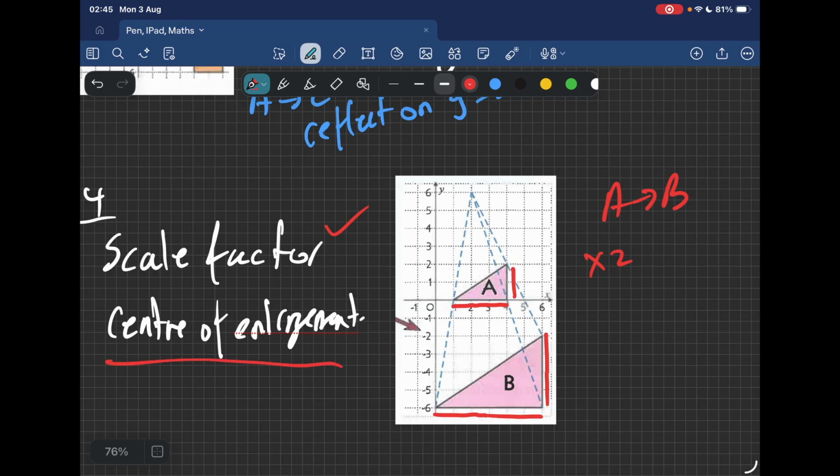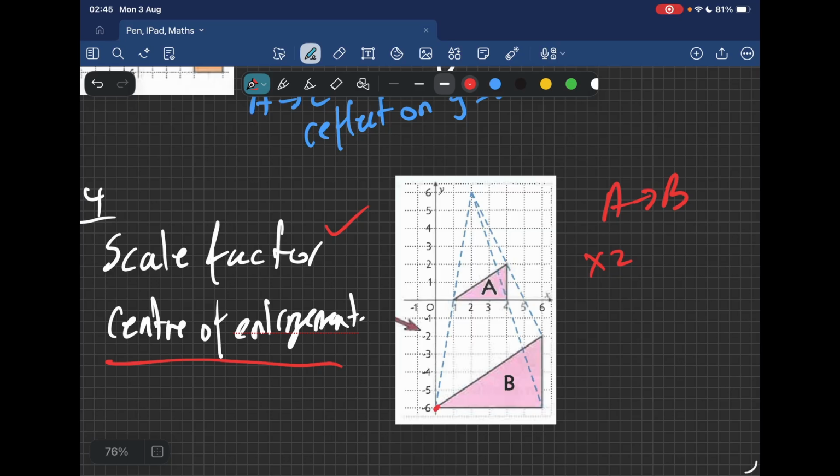Center of enlargement, though, is maybe a bit more difficult. That's why you draw straight lines from a point on one shape to that exact same point on the other shape and go through all the way, and find the point where those three meet. Okay, that is what we're doing. A bit of why we're doing that.